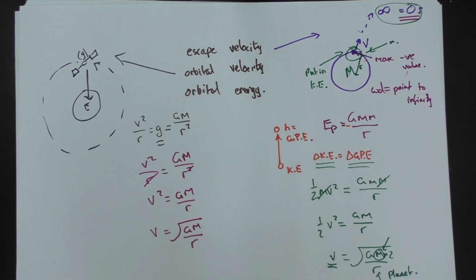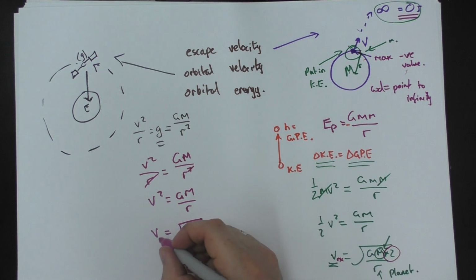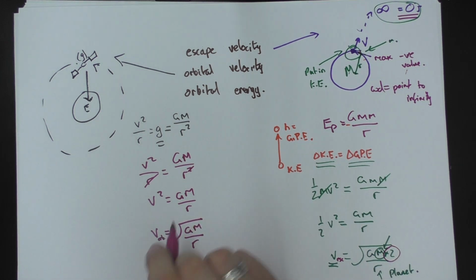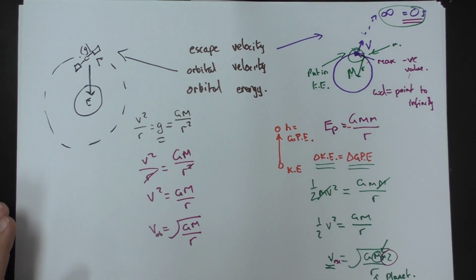Now be very, very, very careful about this. Look at how similar this equation is to the one we've just derived. That's the reason I'm doing this in the same video. This is the escape velocity for a planet. It's got this ×2 factor in. This is the velocity for an orbit.